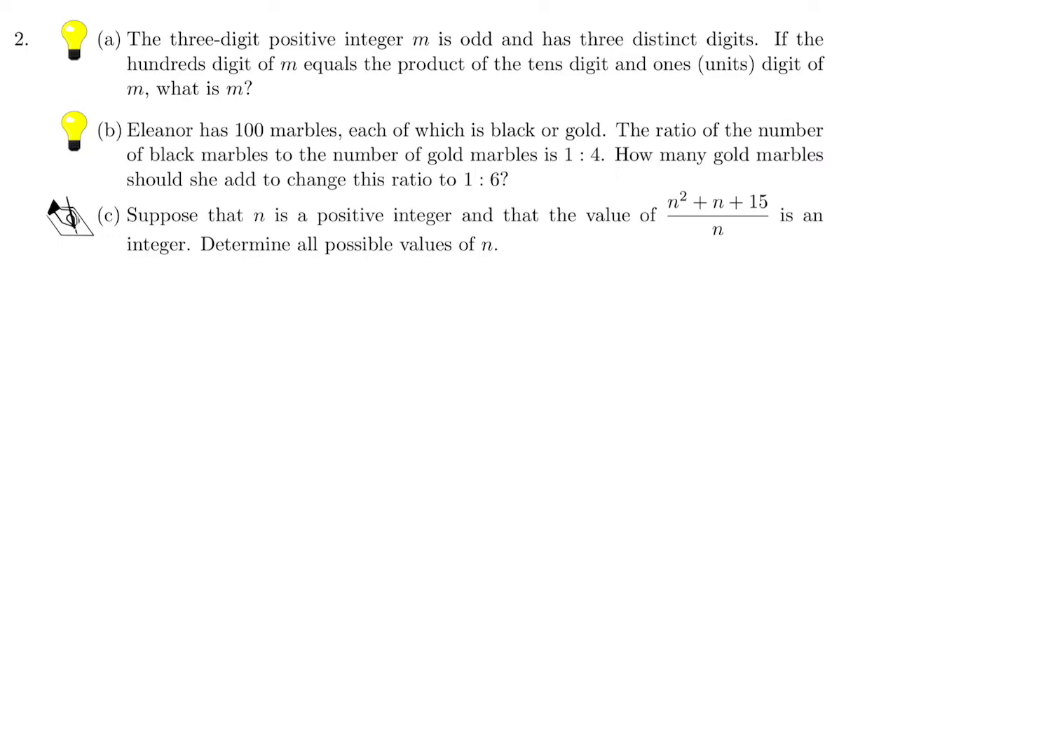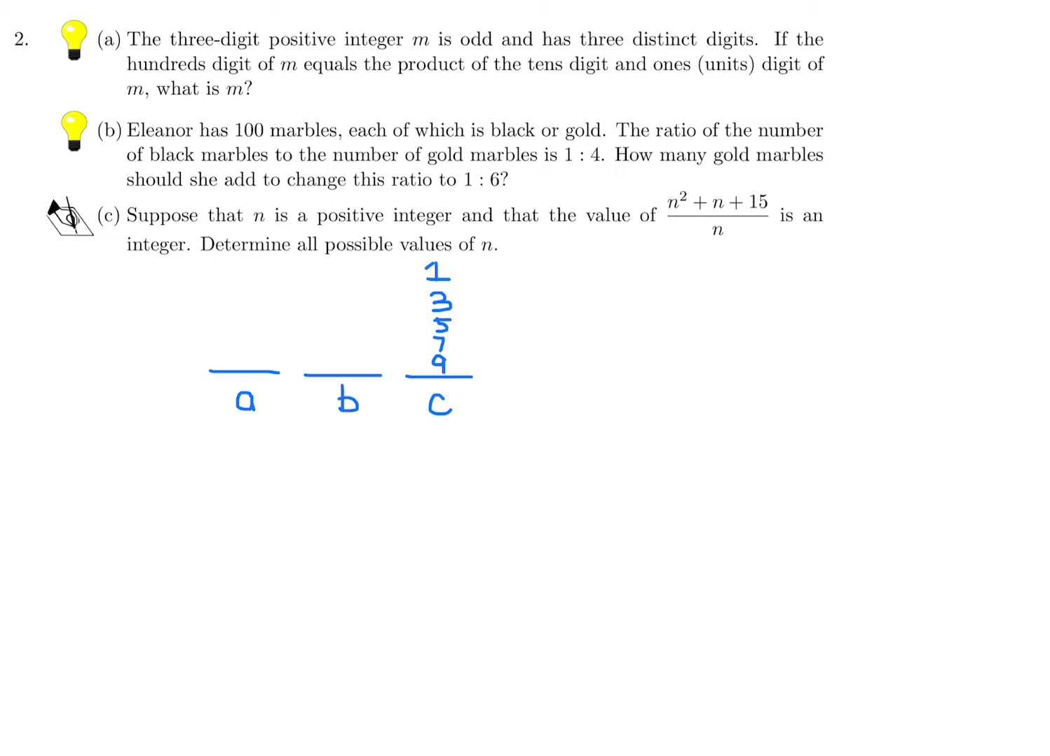The 3-digit positive integer m is odd and has 3 distinct digits. If the hundreds digit of m equals the product of the tens digit and the units digit of m, what is m? We have 3 digits, and it's odd, so the units digit is going to be either 1, 3, 5, 7, or 9. Now the other digits, I don't know. I'll just call them A, B, and C. I actually don't know any of the digits right now.